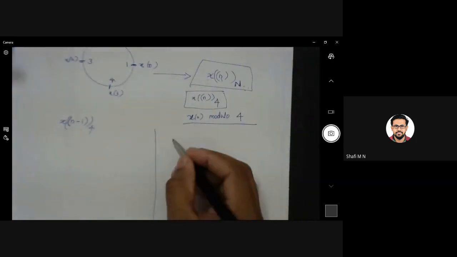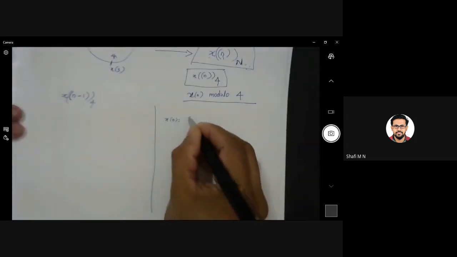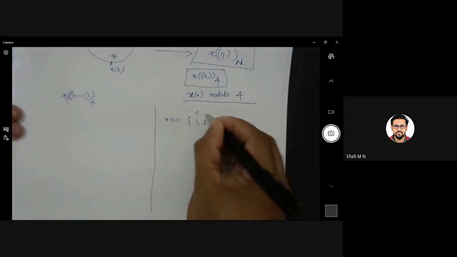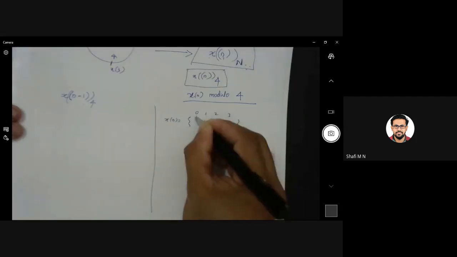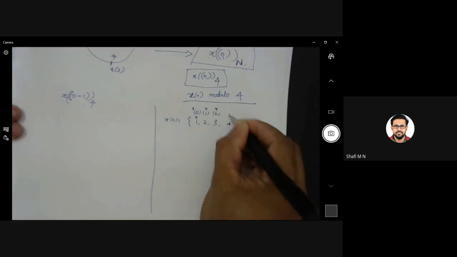So this is the method. Your sequence x of n was 1, 2, 3, 4. So this is x of 0, 1, 2, 3. This is x of 0, this is x of 1 and x of 2 and x of 3, right?